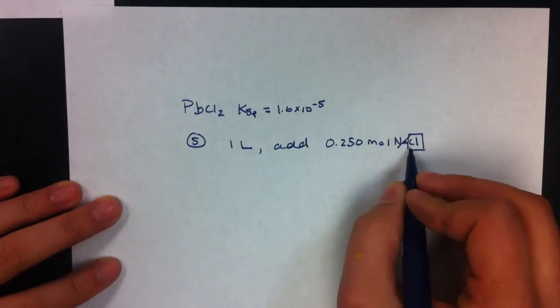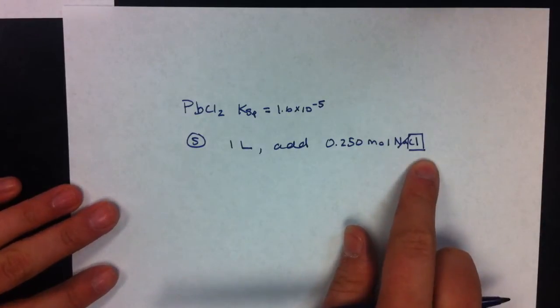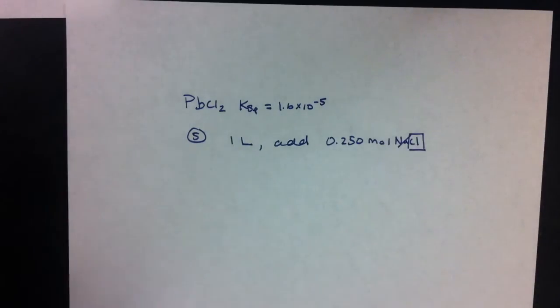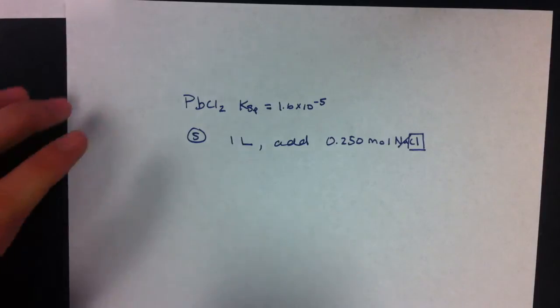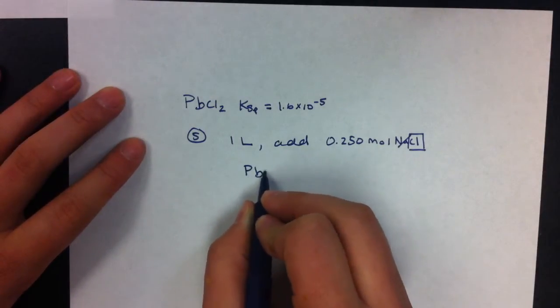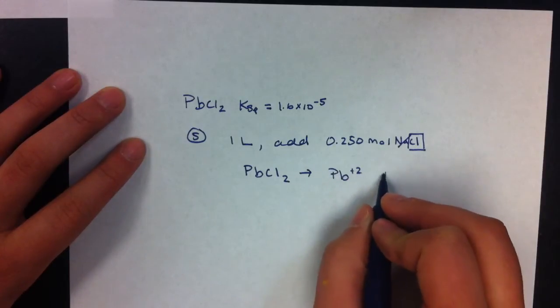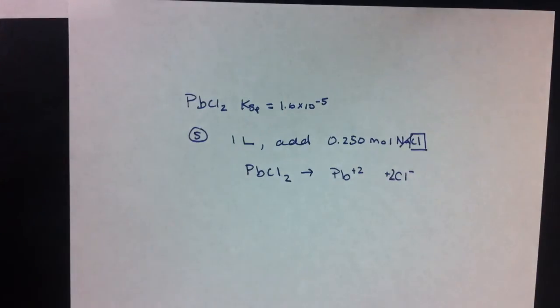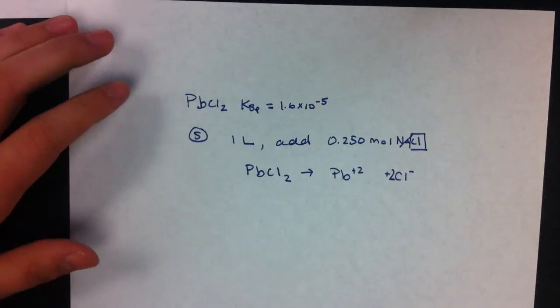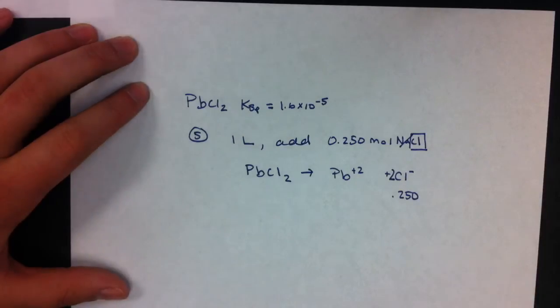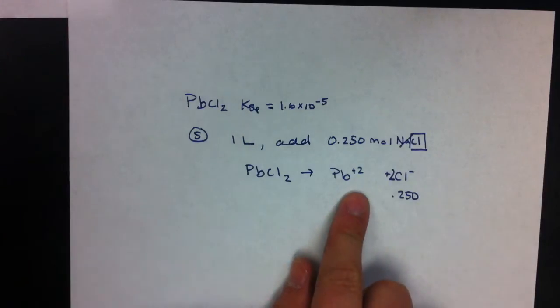We don't care about the sodium, but with more Cl in there, less lead will be able to be dissolved. So the system is going to consume a little bit of the chlorine and the lead so that it can reestablish the K. So what we have here is an ICE situation, PbCl2 and Pb. We know that the Cl is now going to be 0.250, and we want to figure out how much of the lead will be able to remain there.